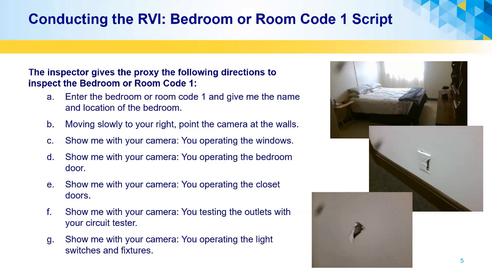Item B there is moving slowly to your right, point the camera at the walls. Show me with your camera you operating the windows. Show me with your camera you operating the bedroom doors. Show me with your camera you operating the closet doors. And show me with your camera you testing the outlets with your circuit tester. And show me with your camera you operating the light switches and the fixtures.